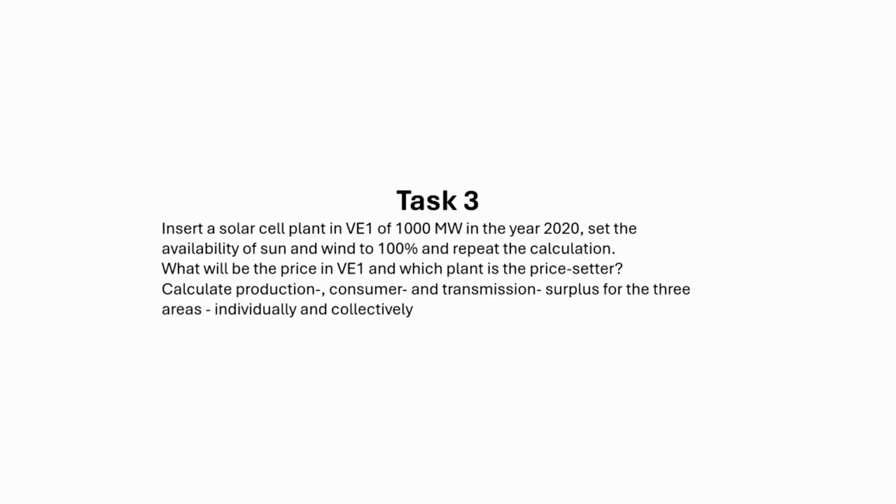In task 3, we should build a photovoltaic plant in VE1 of 1000 megawatts in year 2020. And we should set the availability of sun and wind to 100% and repeat the calculation. We should then find the price in VE1 and the price setting unit. Furthermore, we should calculate production, consumer, and transmission surpluses for the three areas individually and collectively. So let's go back to the Power Market Simulator.